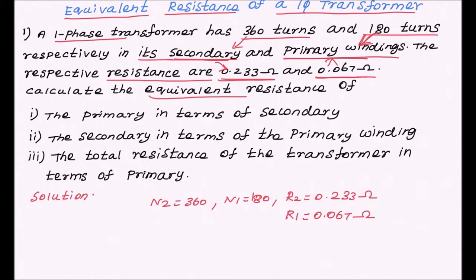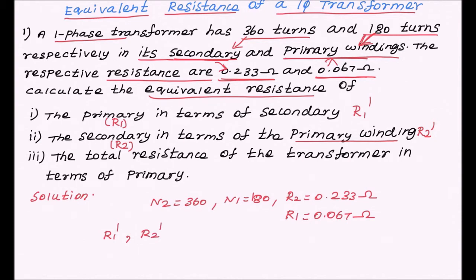Next, calculate the equivalent resistance of the primary in terms of secondary. So generally the primary winding resistance is R1. We have to refer in terms of secondary winding. So it is denoted as R1 dash. So first we have to calculate R1 dash. Then the secondary in terms of the primary winding. So secondary winding will be denoted as R2. If we refer R2 in terms of primary winding, so we have to denote it as R2 dash. So second we have to calculate R2 dash.